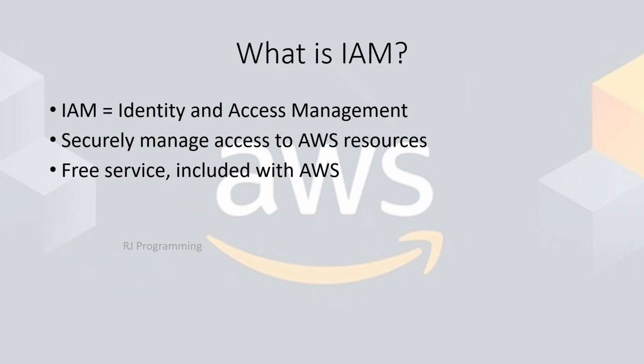So, what exactly is IAM? IAM stands for Identity and Access Management. It's a service that allows you to securely control user identities and their level of access to AWS resources. For example, if you have an Amazon S3 bucket, IAM ensures only the right people can read, write, or delete files in it. The best part is, IAM is completely free. It's automatically included with your AWS account. You only pay for the AWS resources you protect with IAM, not for using IAM itself.